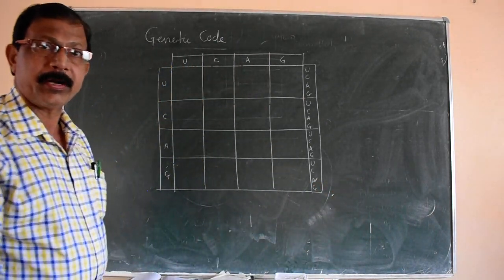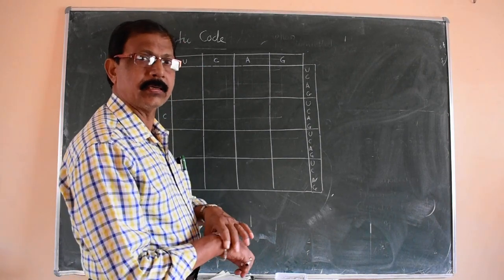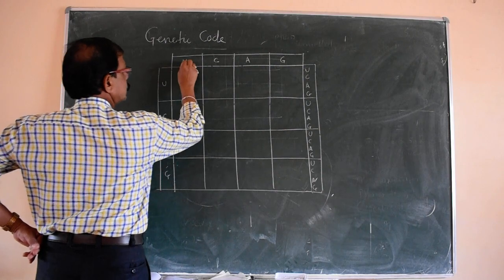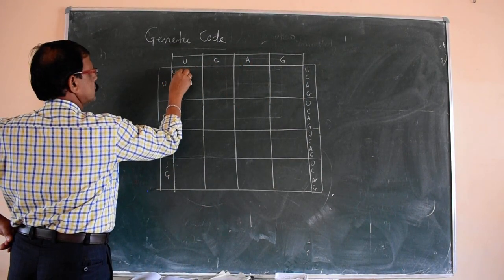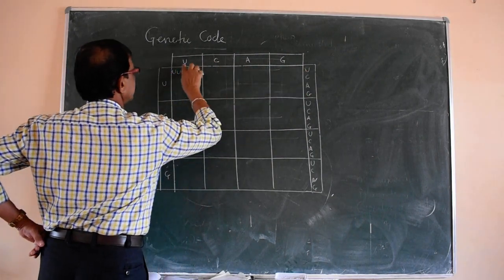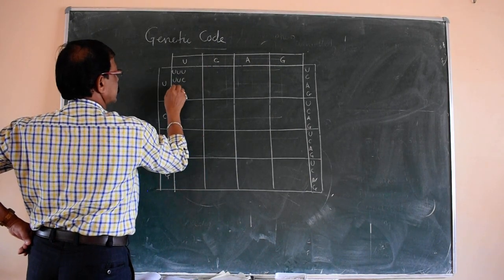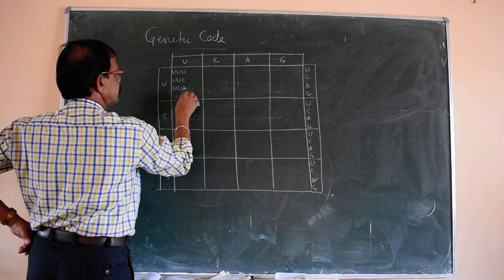See, the triplet codon system is three-sided. We have to now prepare the codons. So how you have to write: UU, next UC, next UA and then UG.